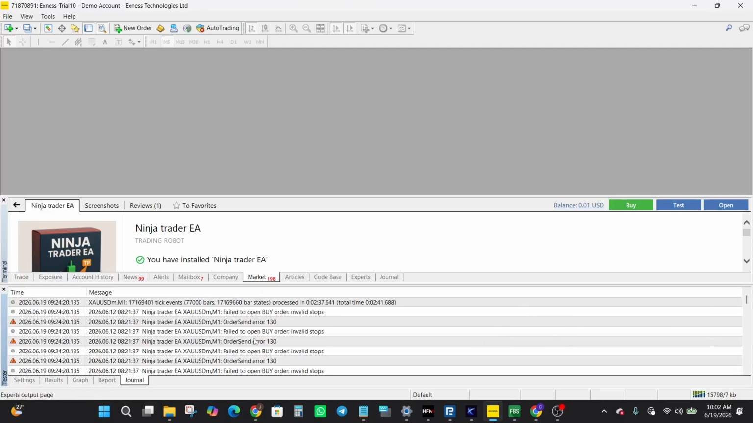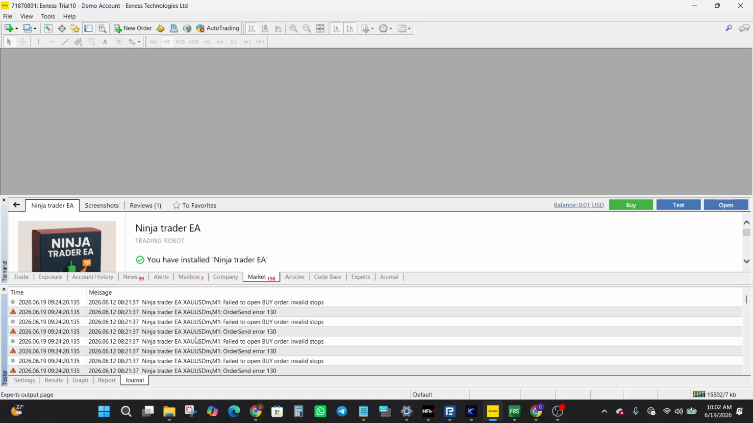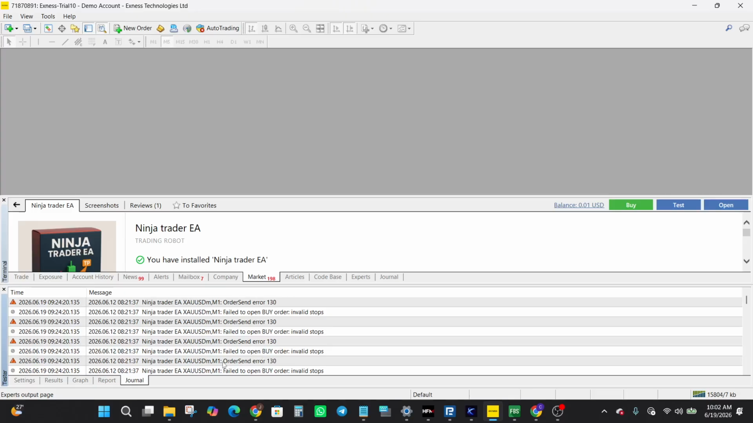Looking at the journal, there seemed to be an issue with the stops. Okay, so it is possible that the spread might be affecting the stops positions or something like that. All right, but I can see the error messages here.